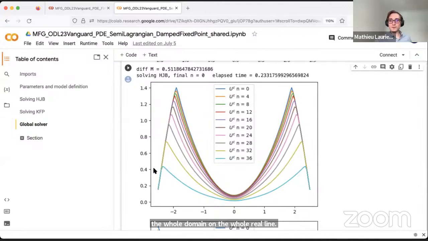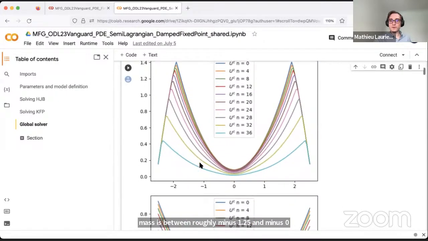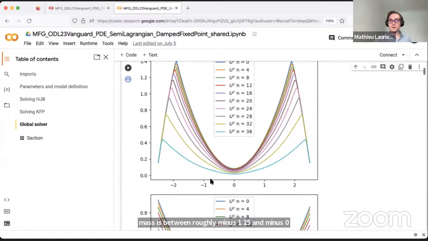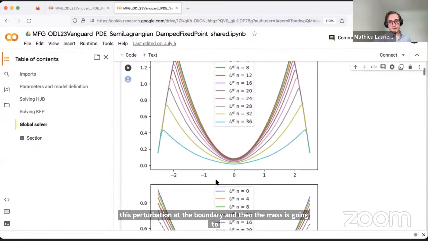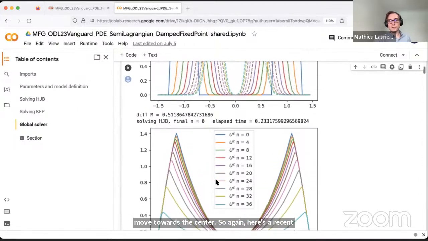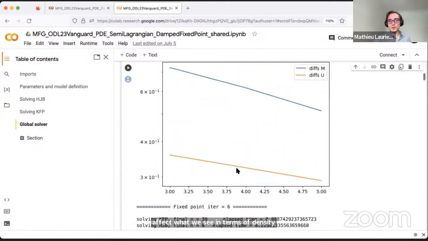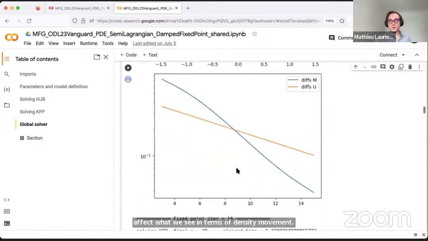So we have this strange behavior, but in some sense, it does not affect the mass, because at time 0, the mass is between roughly minus 1.25 and minus 0.25. So you see the mass is here, and it's not affected by this perturbation at the boundary, and then the mass is going to move towards the center. So again, there is some approximation, but in principle, it's not going to really affect what we see in terms of density movement.